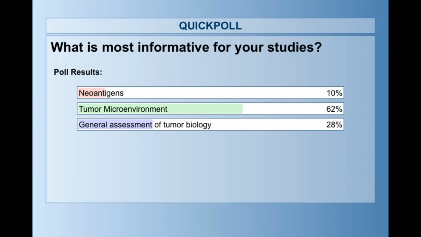And it looks like the majority of the audience, with 62%, voted for tumor microenvironment. Next was 28% with general assessment of tumor biology, and lastly, 10% of the audience voted for neoantigens.